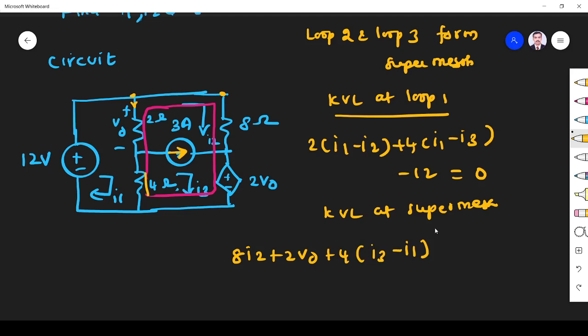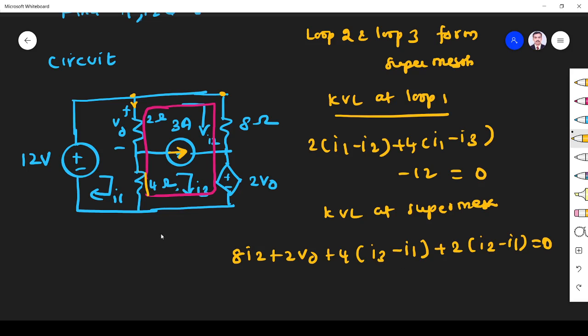Next here what happens? In this branch, 2 into, here current is I2, opposite is I1. So 2 into I2 minus I1 is equal to 0. Why? Here this I2 only flows through this, I2 and I1. I3 flows through the 4 ohm. So I3, I1 is opposite, so minus I1. So this is what we want.